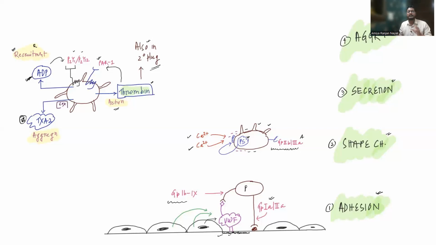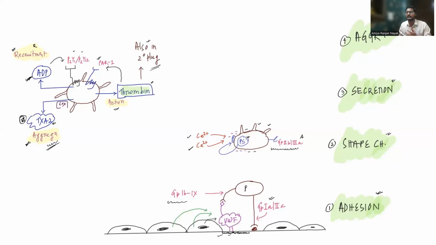Now, thromboxane A2 is not stored in the storage granules inside the platelet. Thromboxane A2 will be synthesized by the platelet and it will be released. This thromboxane A2 helps in aggregation of the platelets.